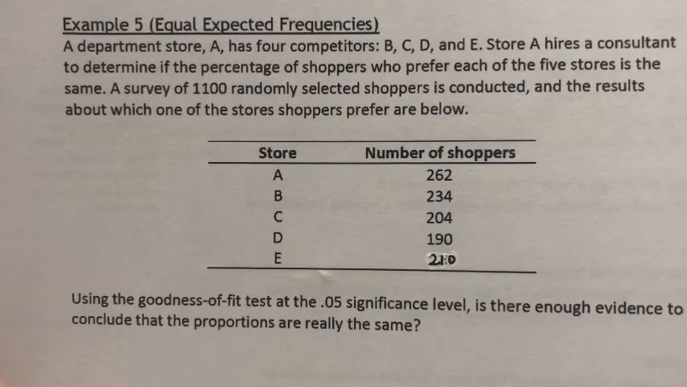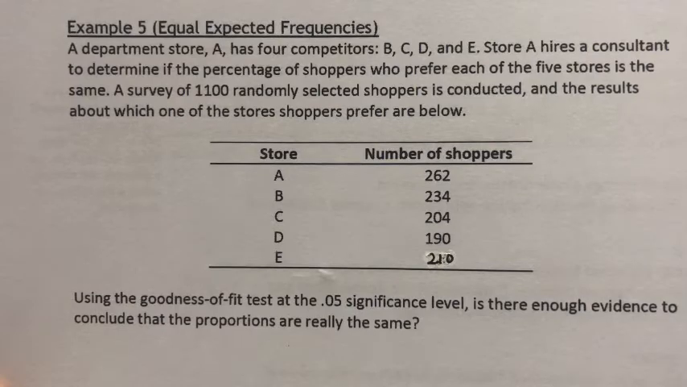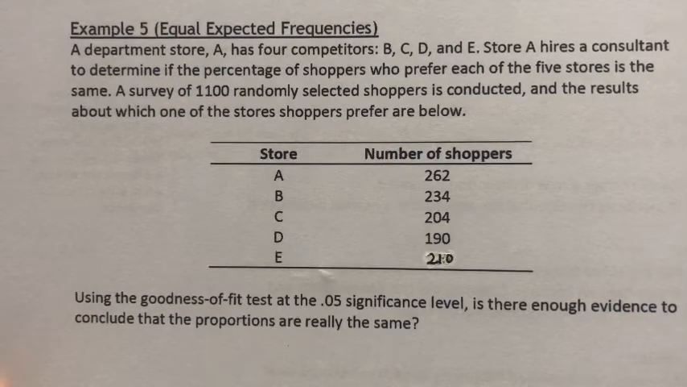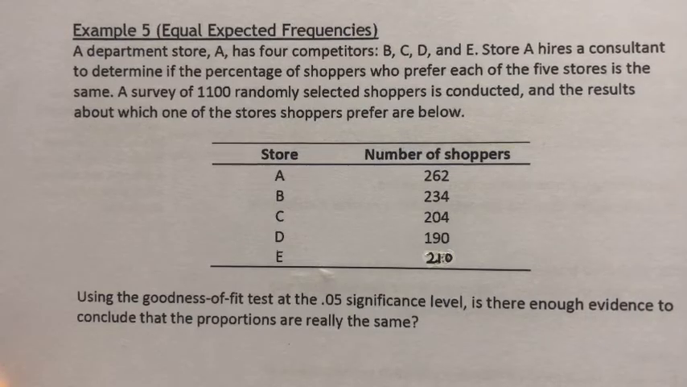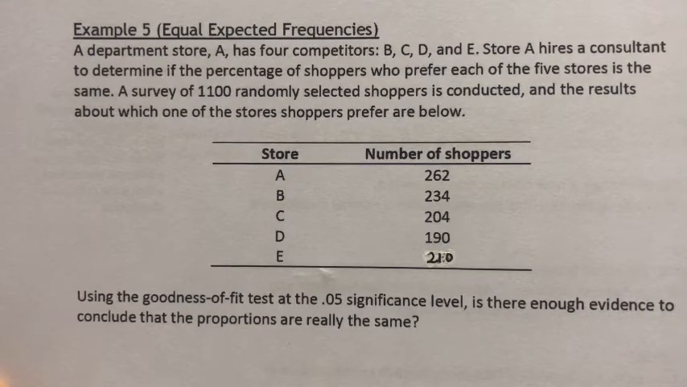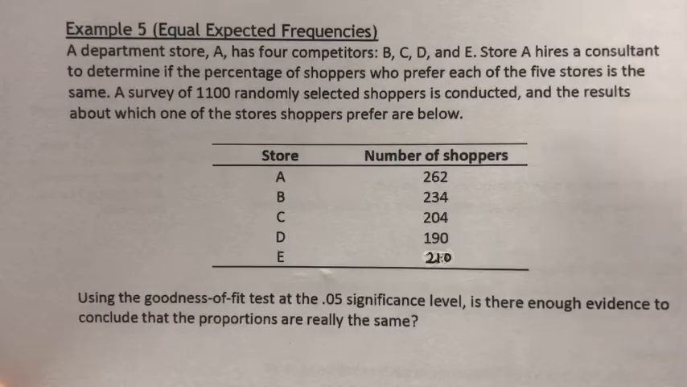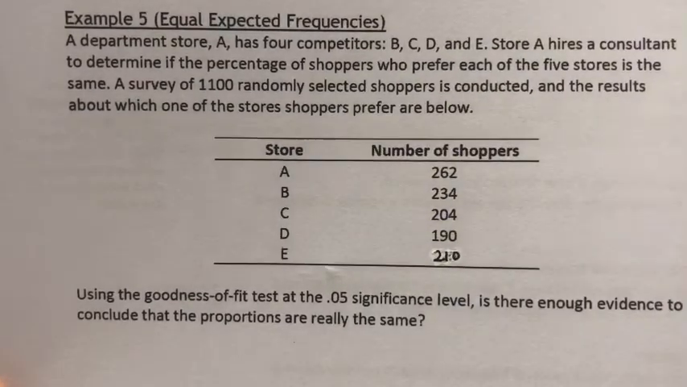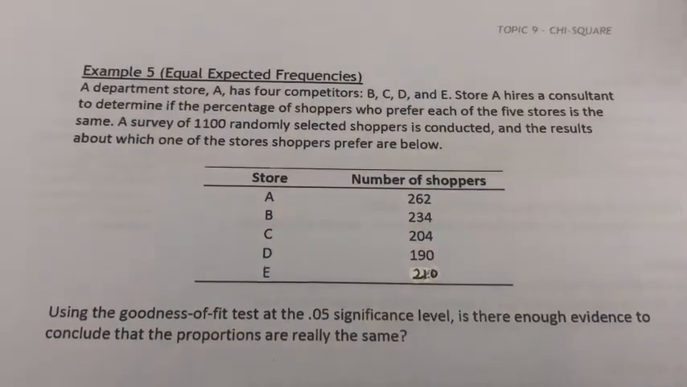Let's take a look at this example. It is for an equal expected frequencies case. A department store, A, has 4 competitors, B, C, D, and E. Store A hires a consultant to determine if the percentage of shoppers who prefer each of the 5 stores is the same or not. A survey of 1,100 randomly selected shoppers is conducted, and the results about which stores shoppers prefer are listed below. Using the goodness of fit test at the 5% significance level, is there evidence to conclude that the proportions are really the same?